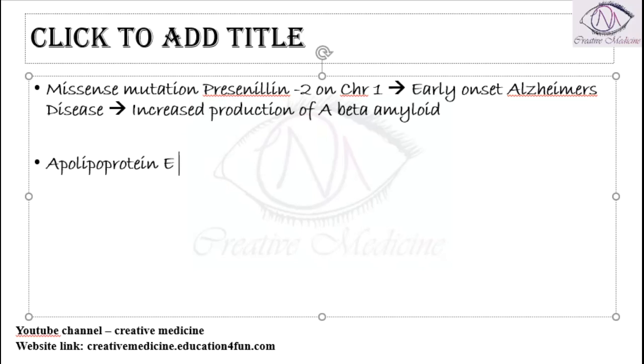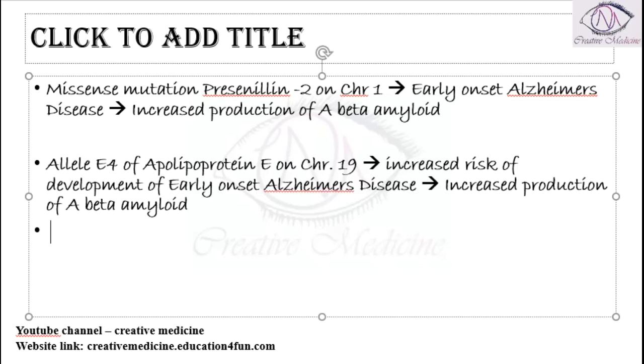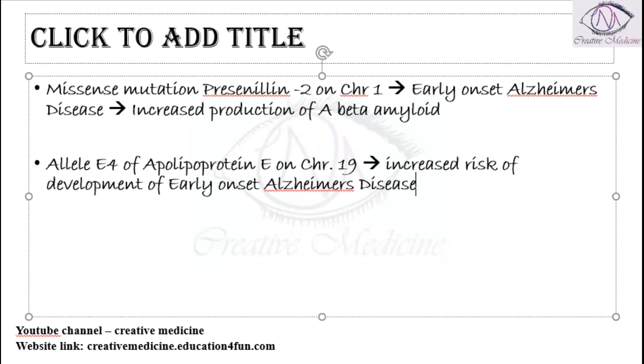This apolipoprotein E is present on chromosome 19, and in apolipoprotein E there is the allele E4, or epsilon 4. The allele epsilon 4 of apolipoprotein E on chromosome 19 is mutated, and this causes an increased risk of development of Alzheimer's disease at an earlier age.